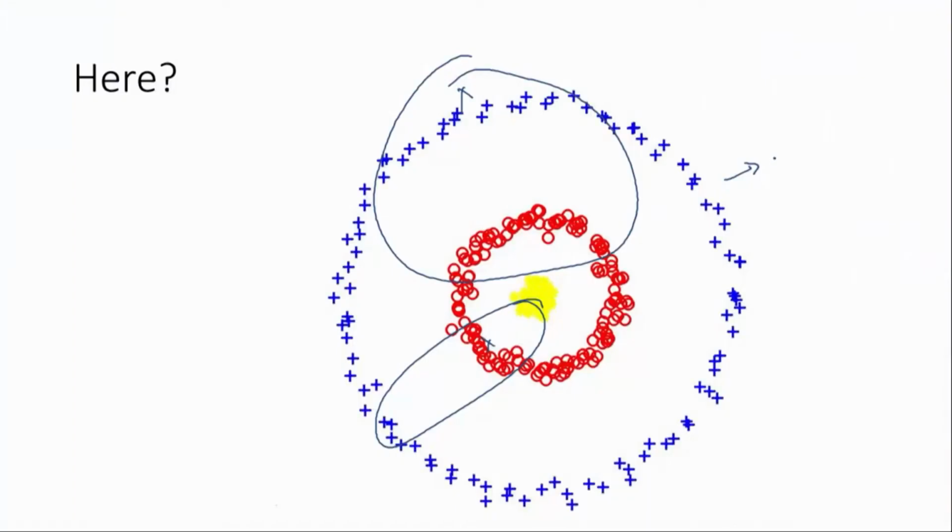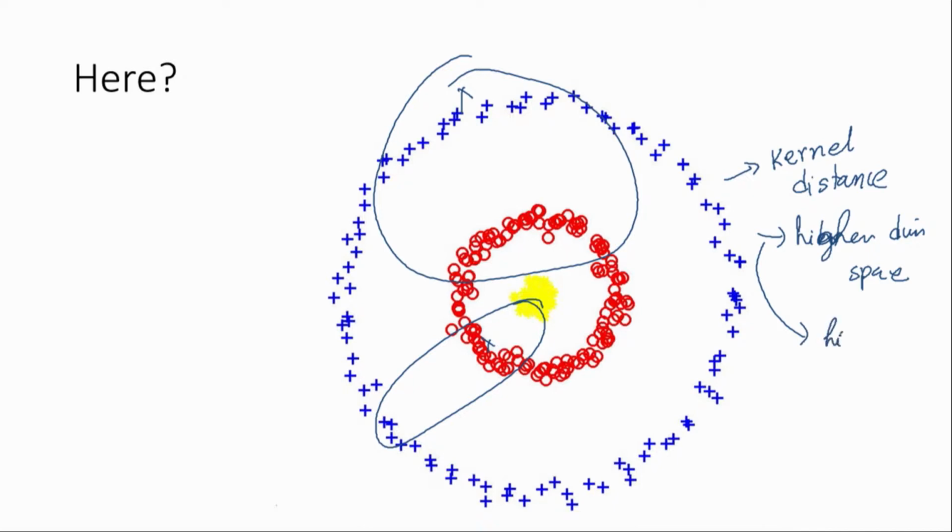So what do you need to do here? I'm throwing a lot of terms at you, huh? Here is where you need to go to either something known as kernel-based distances, or project into higher dimensional space. Or we'll see that something like hierarchical clustering, single linkage hierarchical clustering, does fairly well here. But this is not a good set of things for k-means.